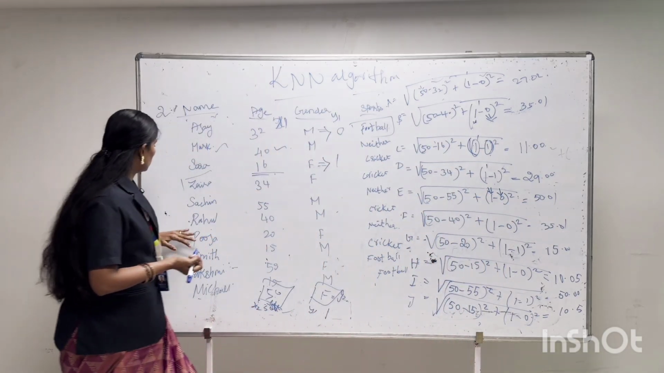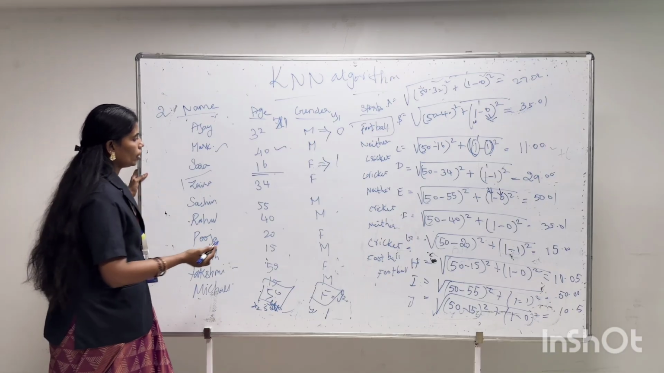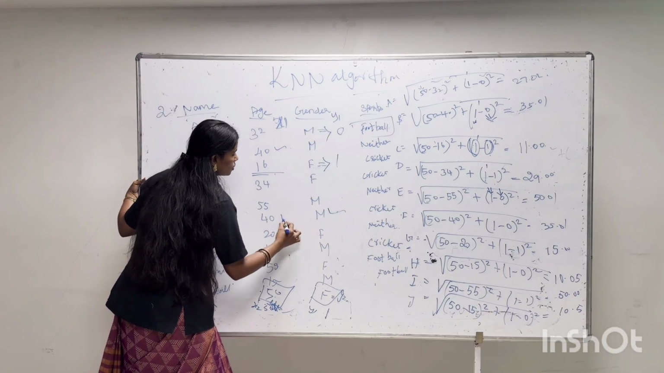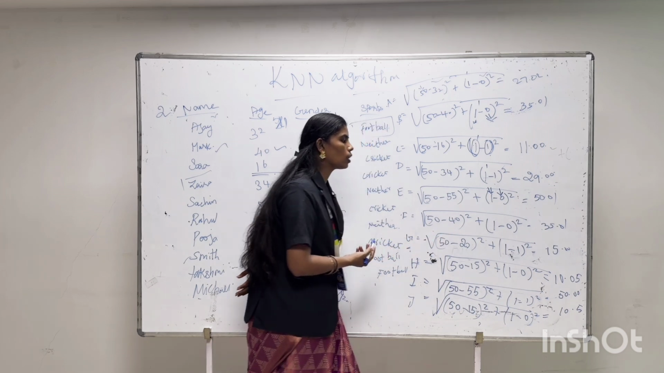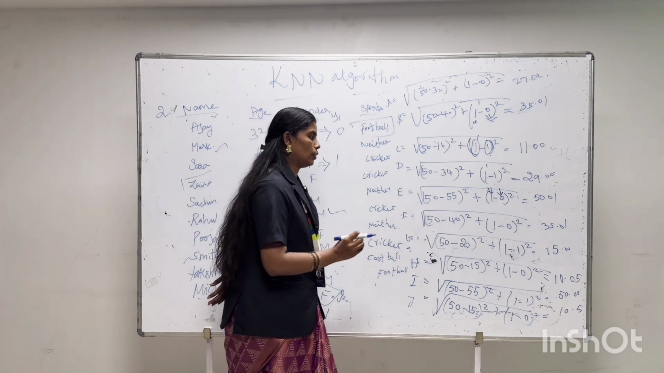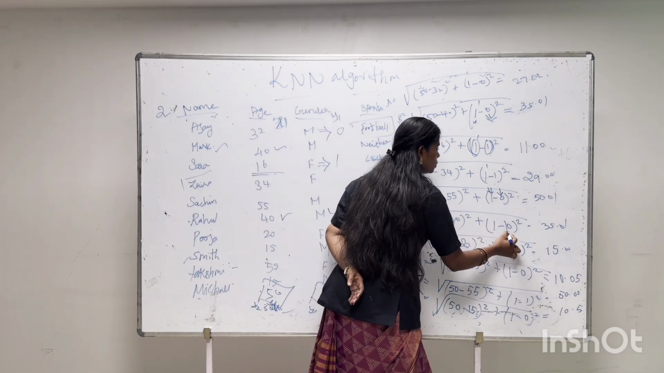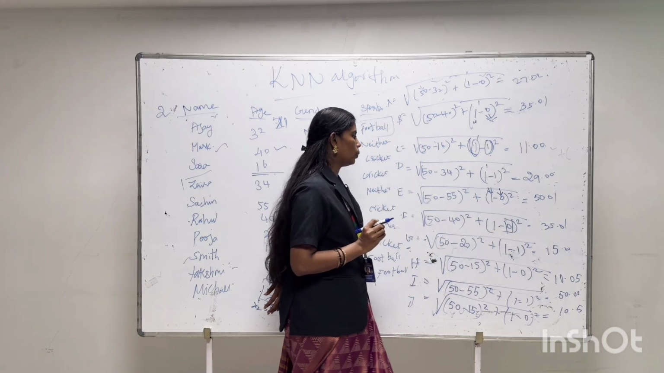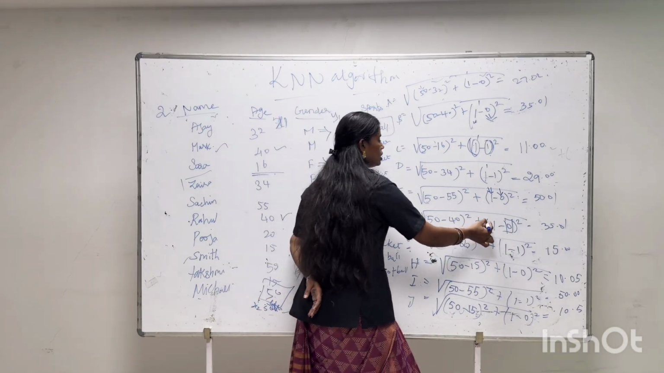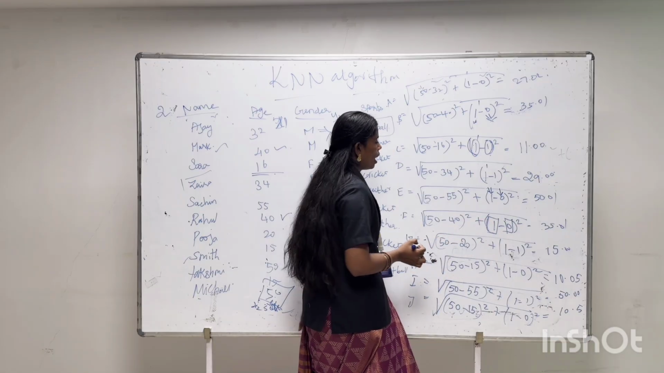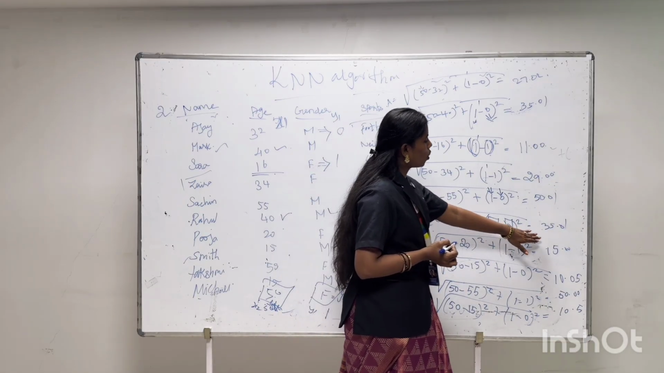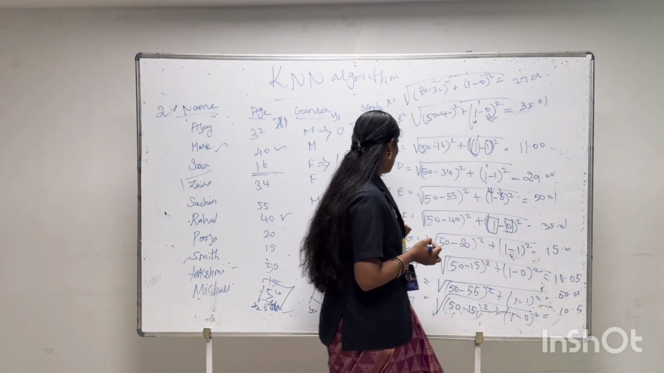Next for Rahul. Rahul is also male, and his age is 40. So I have taken 50 minus 40 whole squared plus 1 minus 0. He is a male, so I have taken the value as 0. Angelina is a female, so I have taken the value as 1. After all the calculations, we got the value as 35.0.